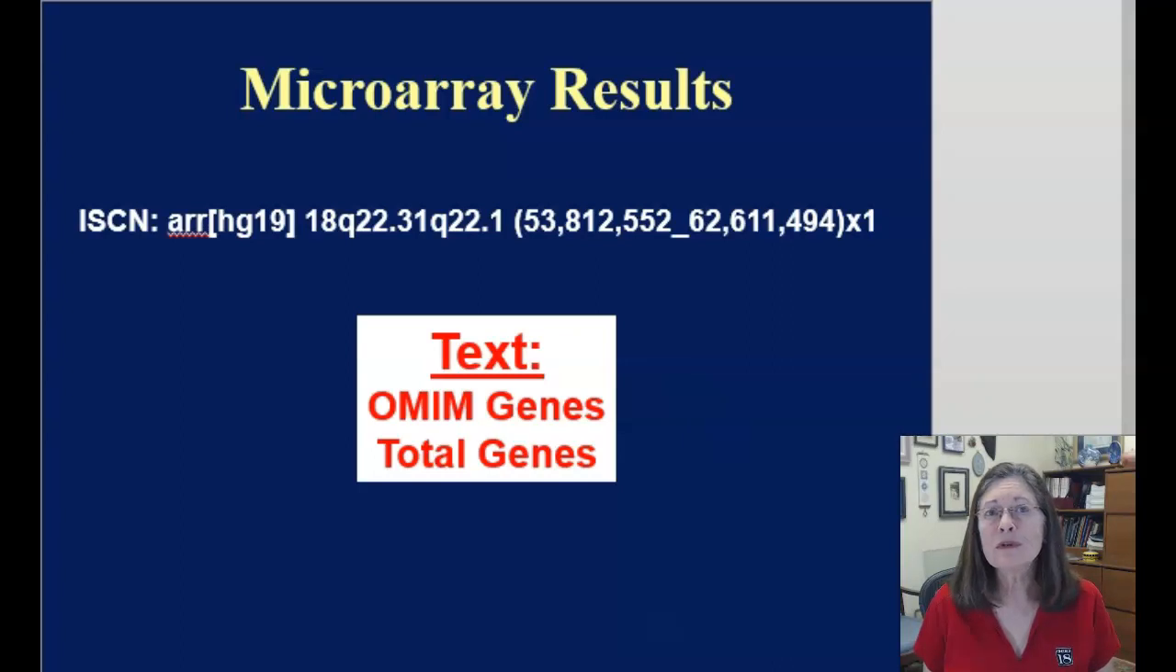We're not even sure if they're real genes. They might be pseudogenes. So they're hypothesized to be genes. So OMIM genes are listed because those are genes we know at least a little bit about what they do. Maybe not enough, but we know something. Total genes would always be a larger number, and those include genes about which nothing is known, or genes that may not even be real genes. So that's the difference between those.